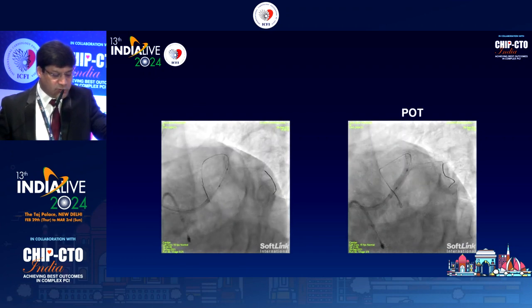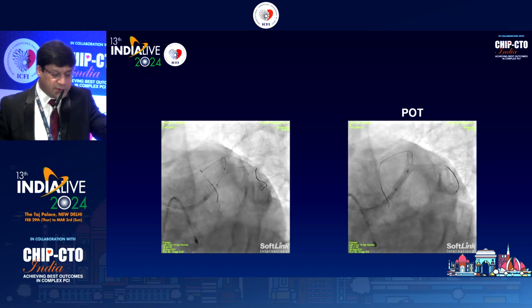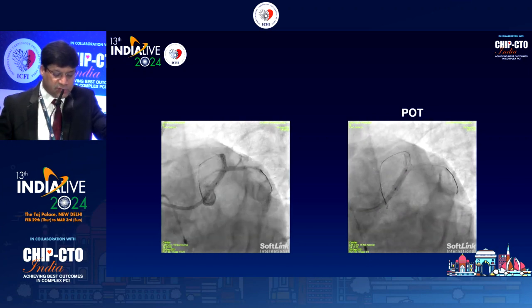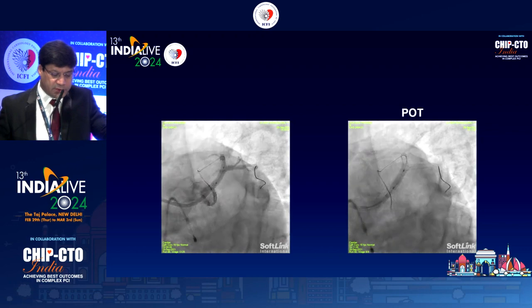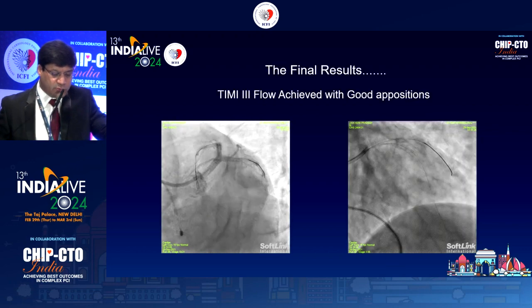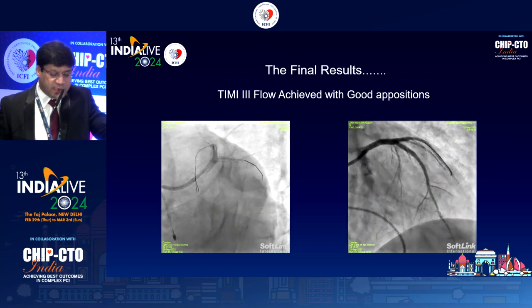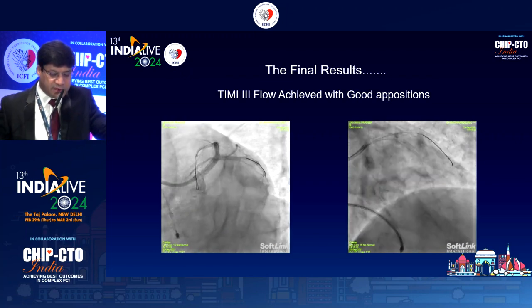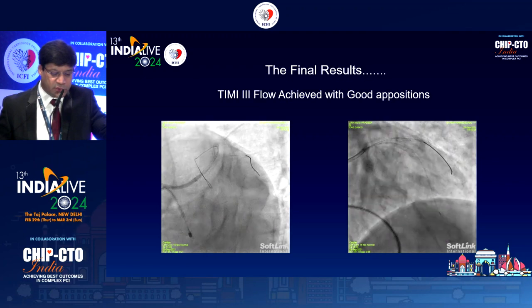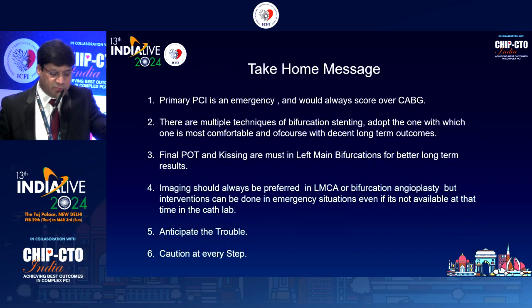After that, the balloon which was taken for LAD did part of proximal or body of left main, and took 4 into 12 millimeter NC again for POT of LMCA. And this is what we could achieve later on, with good apposition, TIMI 3 flow.